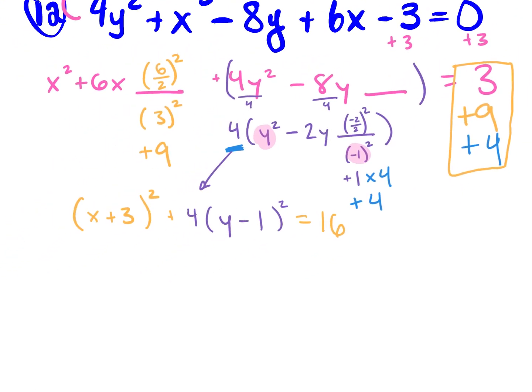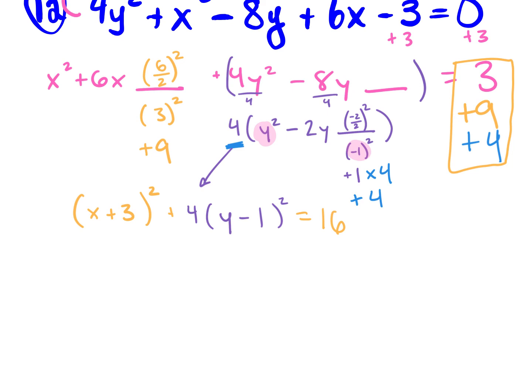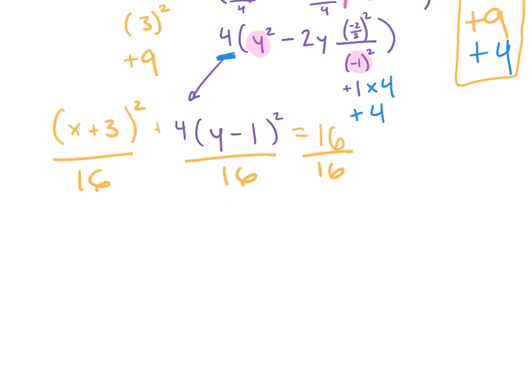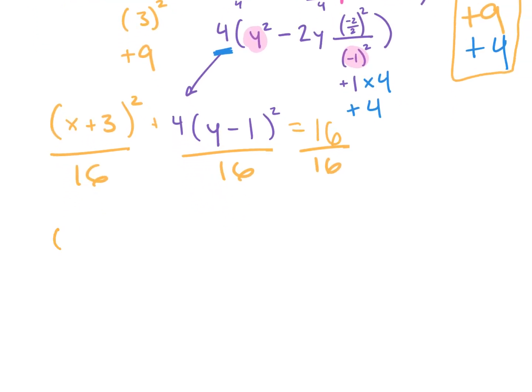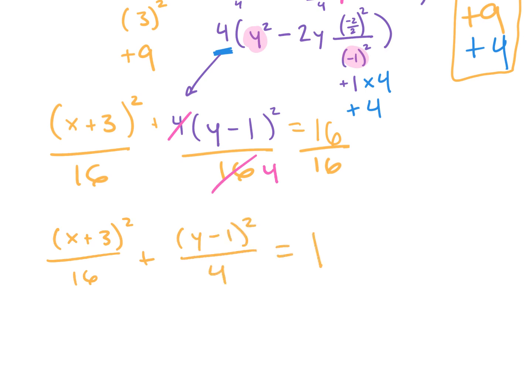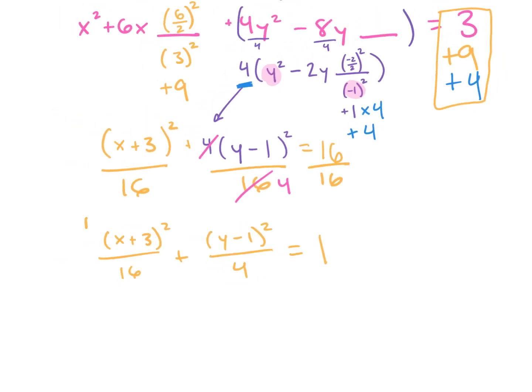Am I done? No, what do I have to do next? Divide everything by 16. Because it has to be equal to 1. So this would be x plus 3 squared over 16 plus... Perfect. These simplify, so it would be y minus 1 squared over 4 is equal to 1. Do not forget to put that equal to 1 there.